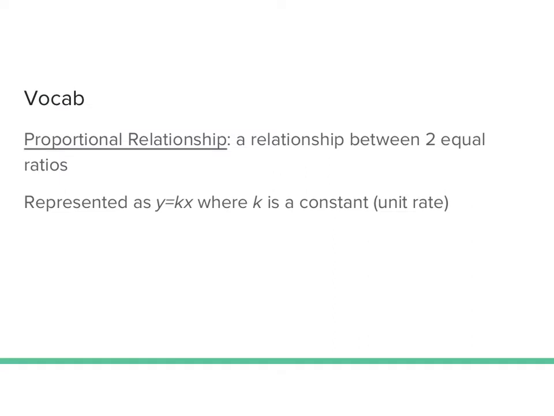So our first slide is going to be your vocabulary. You only have one vocabulary word that you need to write down here, and it is a proportional relationship. That is a relationship between two equal ratios. I might also need you to write this bottom part down that says it is represented as y equals kx, where k is a constant unit rate.